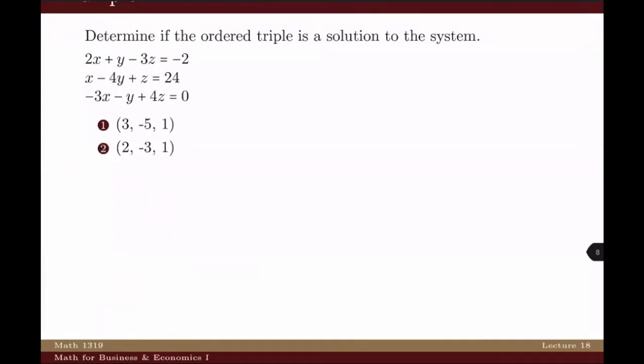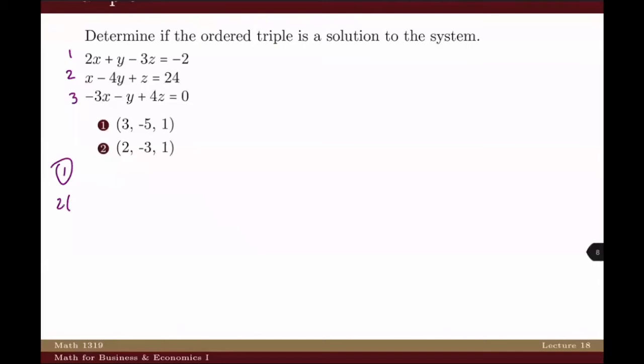Now we want to figure out if each ordered triple is a solution to the system. Notice they're not called ordered pairs anymore, they're called ordered triples. Okay, so let's do the first one. So 3, negative 5, 1. So I'm going to go down the row with the first equation, the second equation, and the third equation. So first I'm going to plug it into the first equation.